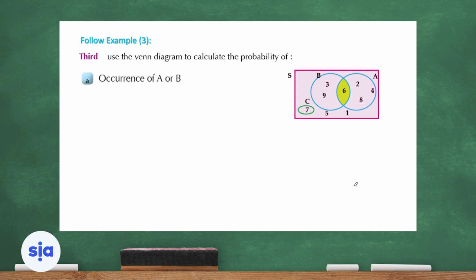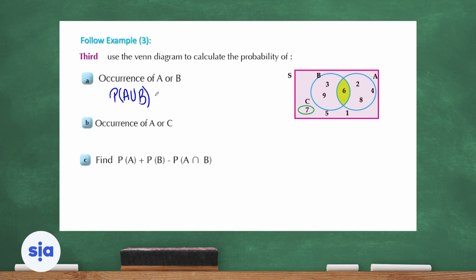The occurrence of A or B, as you can see here, A or B means the probability of A union B. So it is A and B together. If you can check it, it's 1, 2, 3, 4, 5, 6. Or actually, it's the probability of A plus the probability of B minus the intersection between A and B.